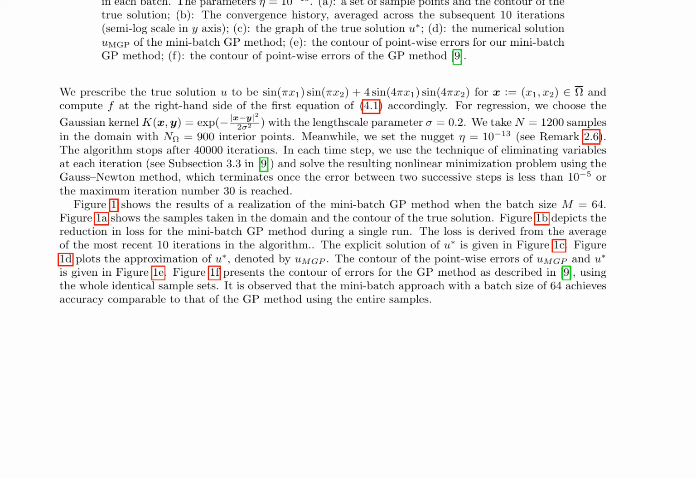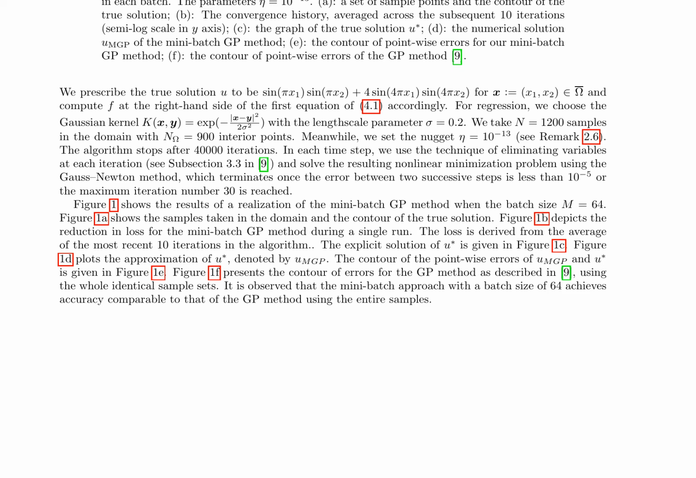The sampling points and the contour of the true solution are illustrated in Figure 1a. The reduction in loss for the mini-batch GP method during a single run is shown in Figure 1b, derived from the average of the most recent 10 iterations. The explicit solution of U is given in Figure 1c. Figure 1d plots the approximation of U, denoted by UMGP. The pointwise errors of UMGP and U are presented in Figure 1e.